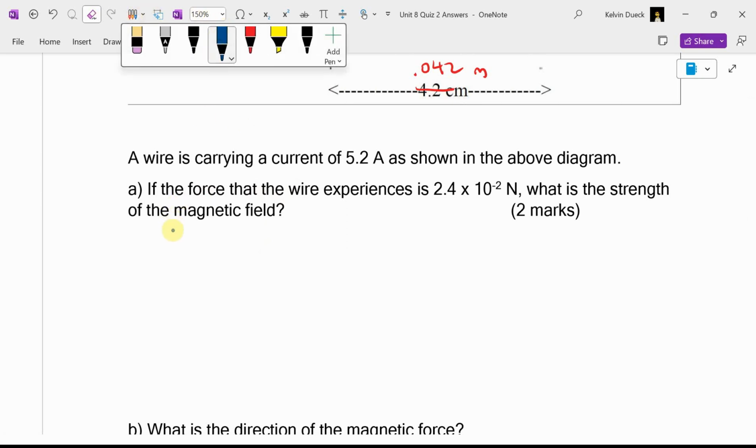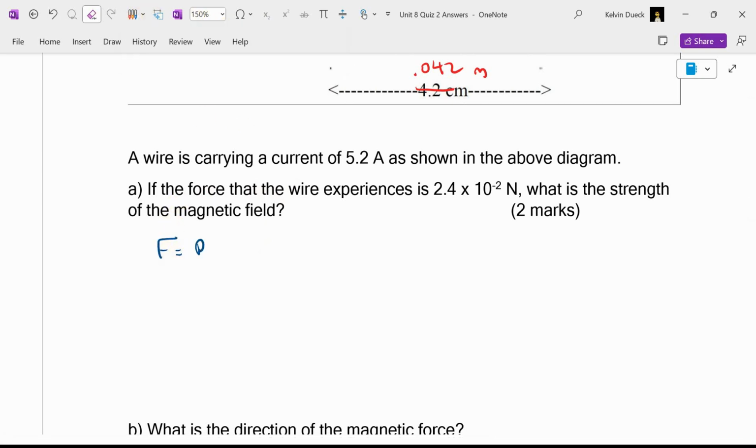So the force on a wire is BIL. They want me to get the B by itself. That's going to be F divided by IL. The force is pretty easy. It's 0.024. It's 2.4 times 10 to the negative 2, but it's less work to type that in, so I wrote it in unscientific notation. The current is 5.2 amps.